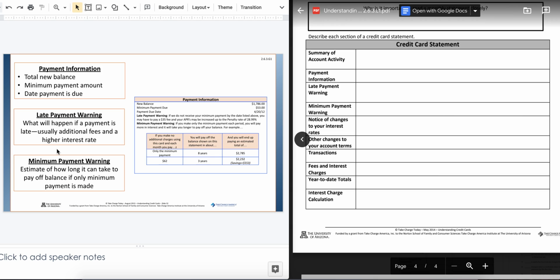Next, we jump down into our payment information. So this tells us our new balance, our minimum payment that we owe. So what is the minimum payment that I owe for this month? Because I had different charges than I had last month, so my minimum balance is going to be different. And it tells us what day we need to pay by. It'll also, again, detail out our late payment. So what am I going to be charged if I make my payment late? And just reminding me about the interest that I will incur by making only the minimum payment.